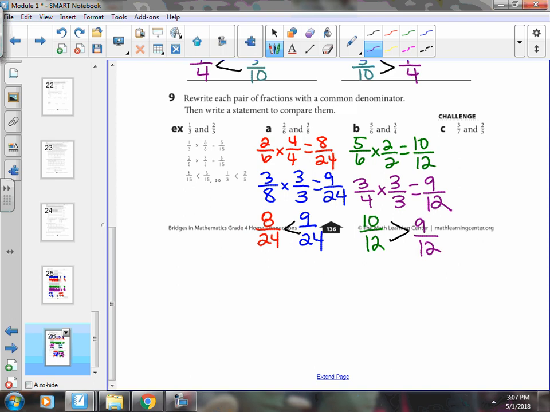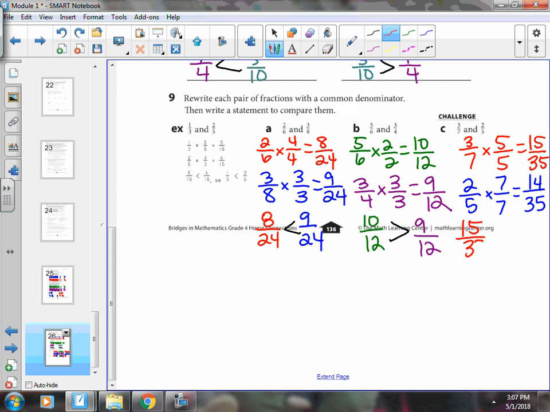9/12. And the last one, I see a 7 and a 5. I can make them both into 35. I'm going to take 3/7 and multiply by 5/5 to get 15/35. And 2/5 multiply by 7/7. Remember, I'm trying to get the denominator to be 35, which is how I figured out I needed to multiply the bottom by 7. So multiply the top by 7 as well. And we have 15/35 is greater than 14/35.